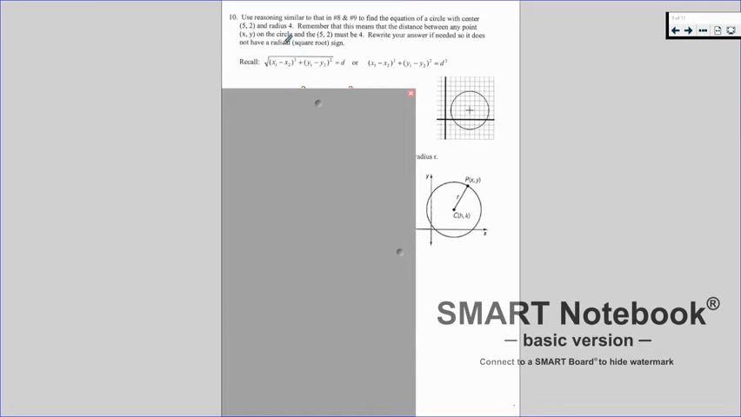Now, I don't have two ordered pairs. I have (5, 2). The other ordered pair is just my (x, y). So we know that that distance has to be 4. So 4 squared, we end up with the 16. And then x minus the x, which was 5, y minus the y, which was 2. So there's going to be the equation for the circle.